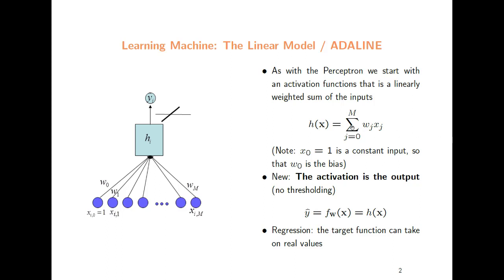The difference is that we calculate the h of x as before, but now the h of x is the output of the neuron. So the target function or the target values can assume any real value, and we don't force the neuron to make a decision, 1 or -1 or 1 and 0. We say make a prediction.